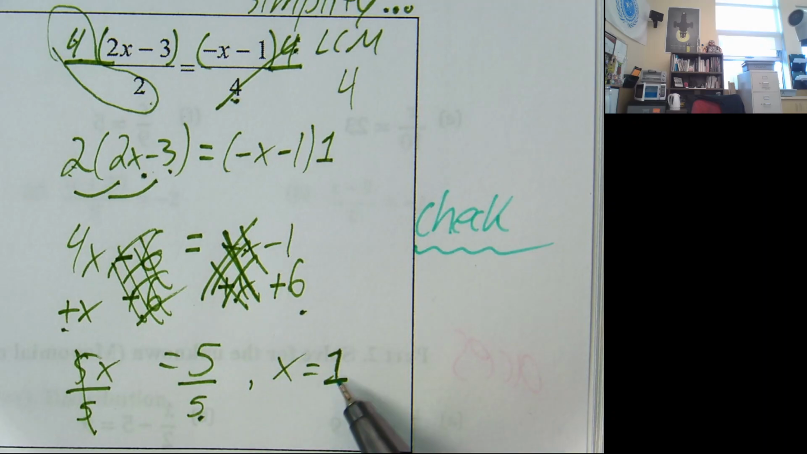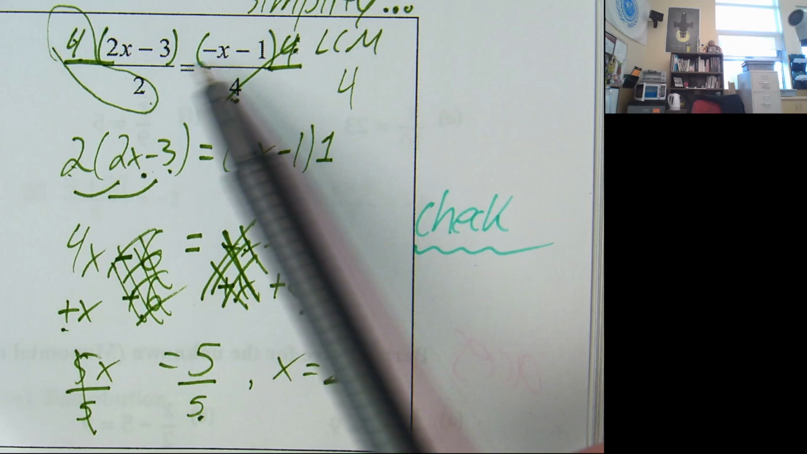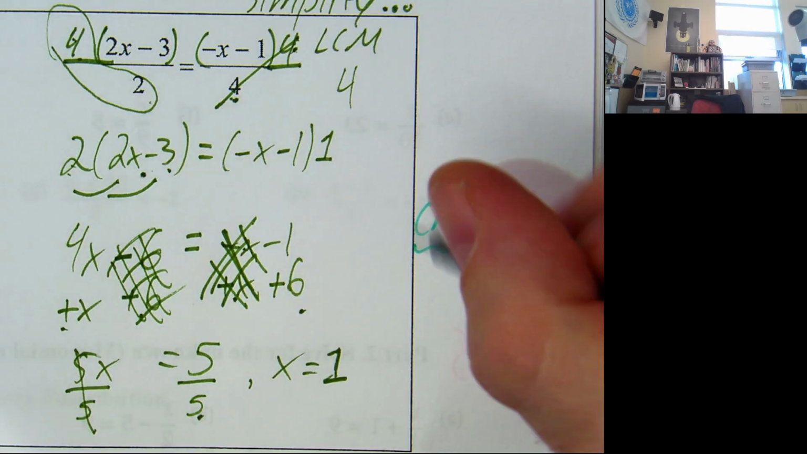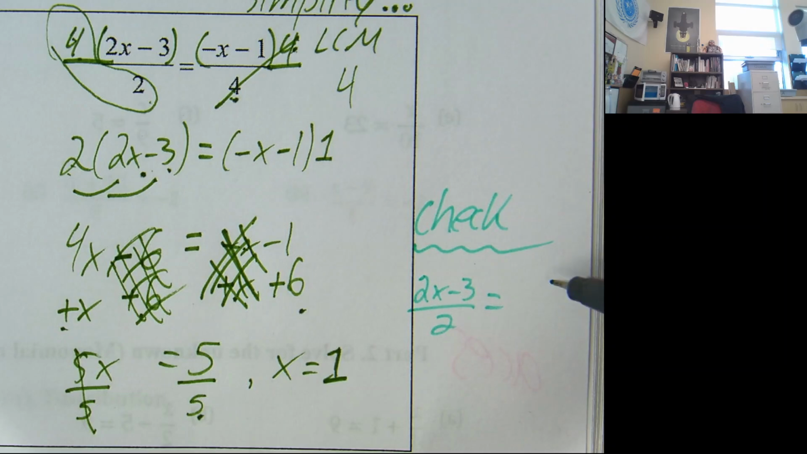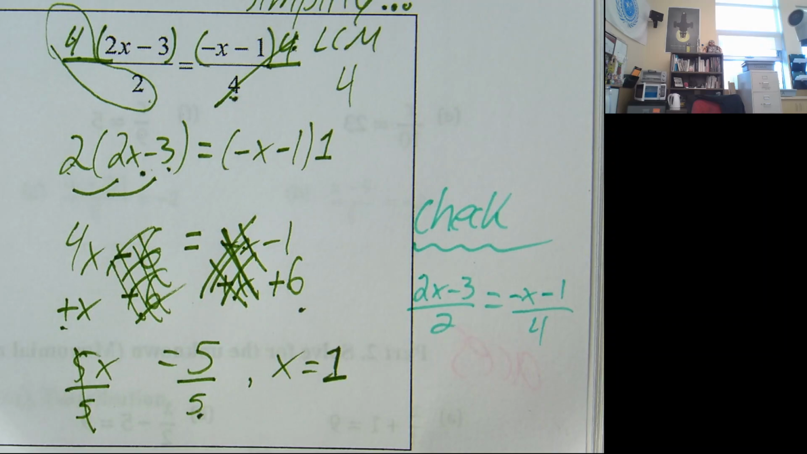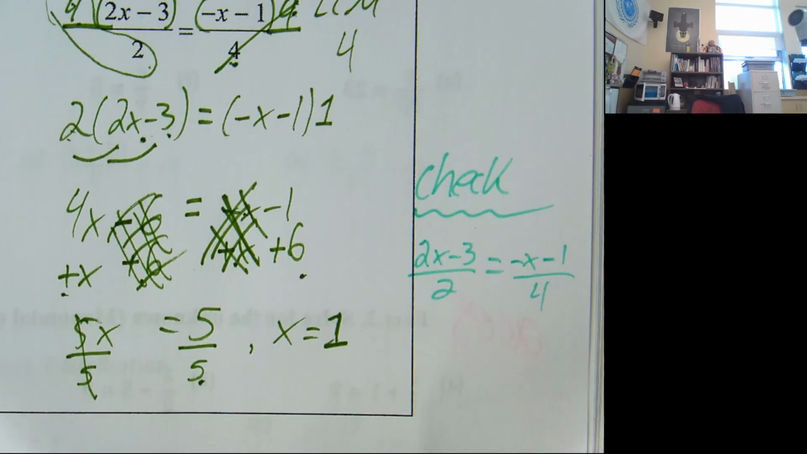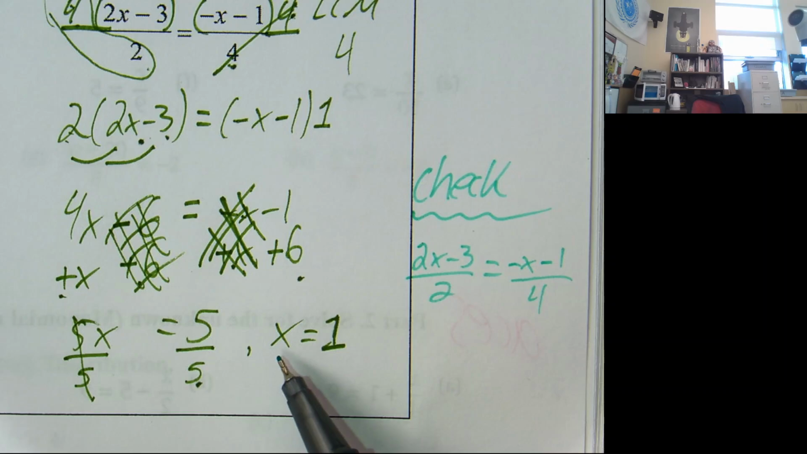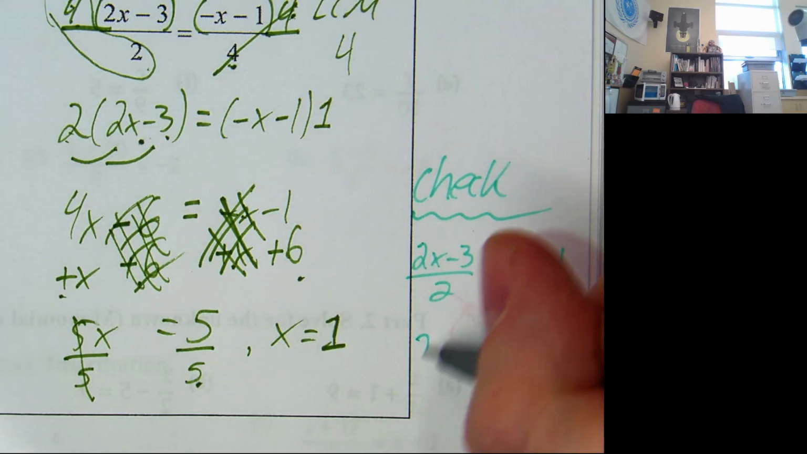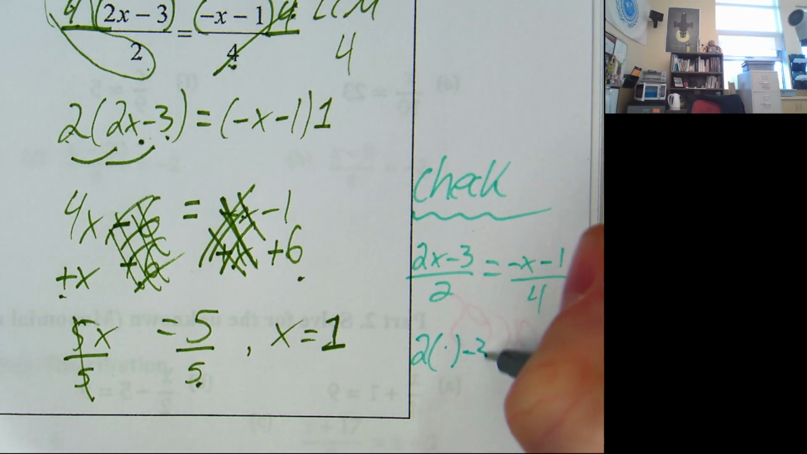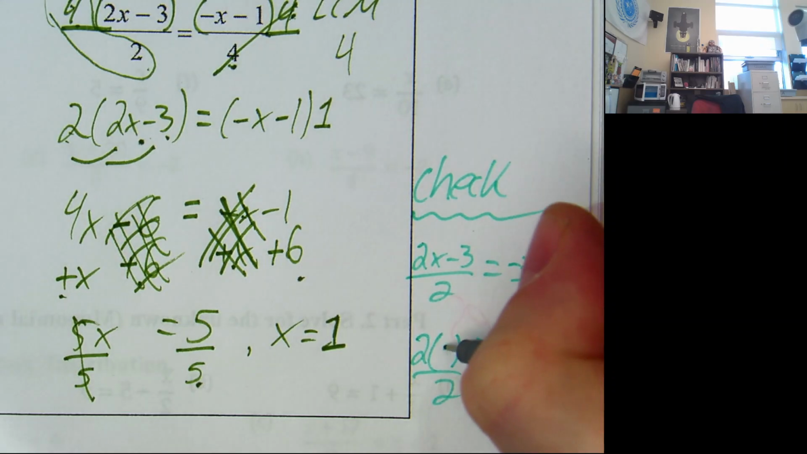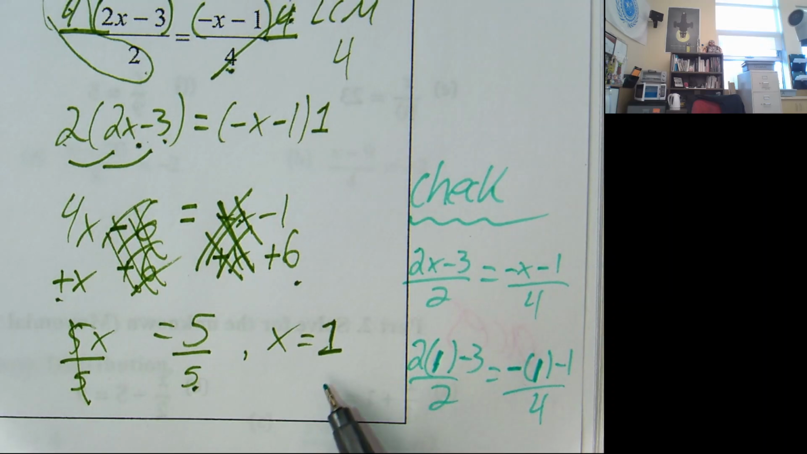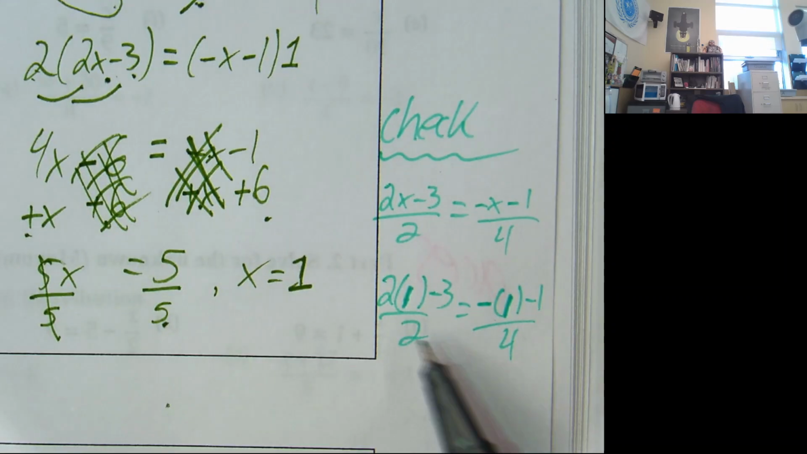I want to take this value and I want to plug it back into my original equation, both sides wherever there's an x. So let's write it out. I've got 2x minus 3 over 2. That's going to equal negative x minus 1 over 4. And the way that I told you guys to do the check is that wherever there's a variable, throw out a set of brackets, and then take the value that you think belongs to that variable and shove it in those brackets. So we're going to get 2 bracket bracket minus 3 over 2 equals negative bracket bracket minus 1 over 4. We think that x should equal 1. So this is what this check is going to look like here.